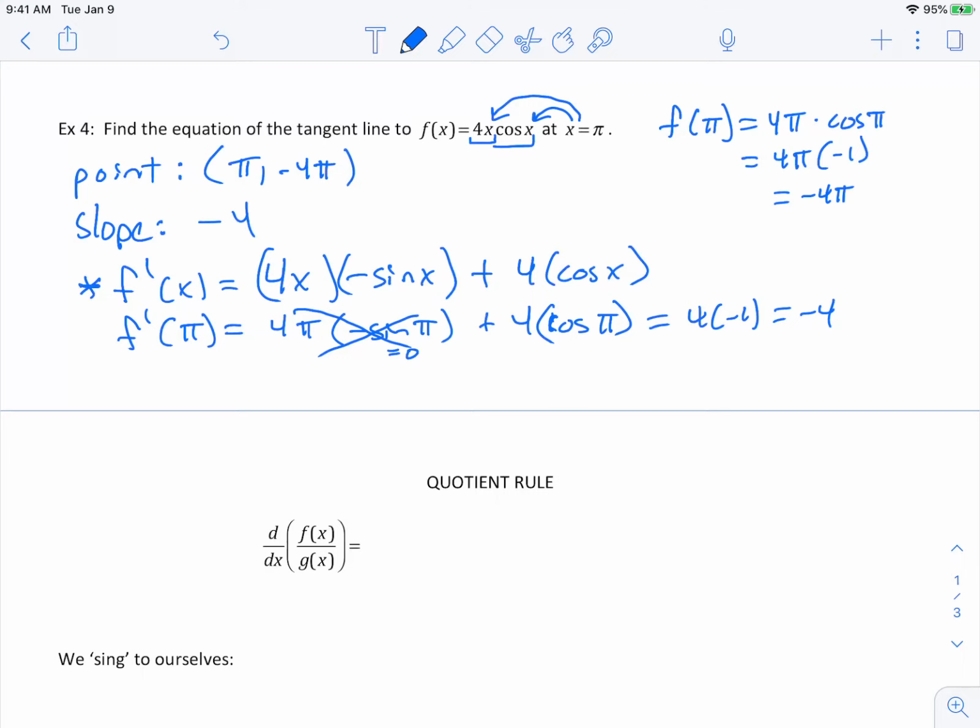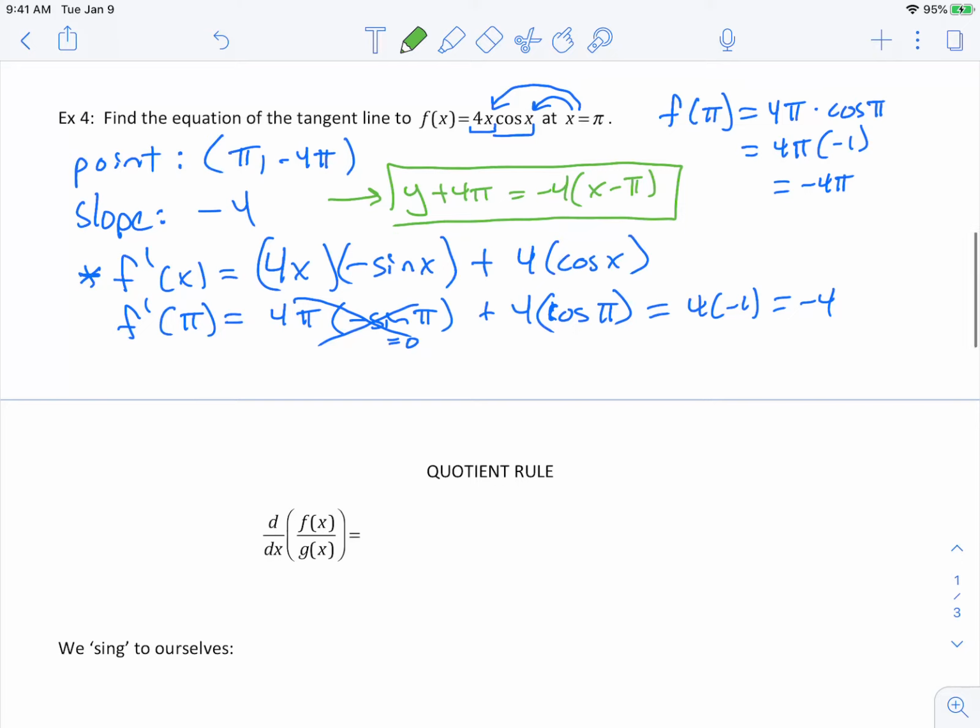There's my point. And so now for your final answer, you can just use point slope form. It'd be y plus 4 pi equals negative 4, which is the slope, times x minus the x-coordinate. And there is your tangent line equation. Okay? All right, cruising along. So that's a little bit about the product rule. Now we're going to go talk about the quotient rule.